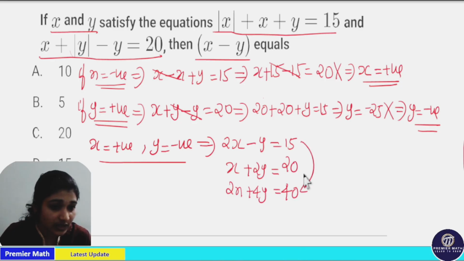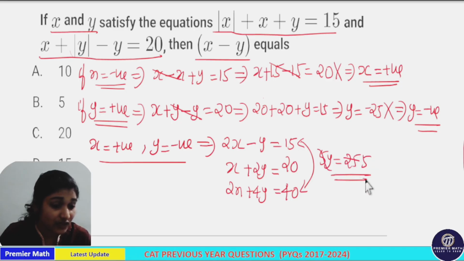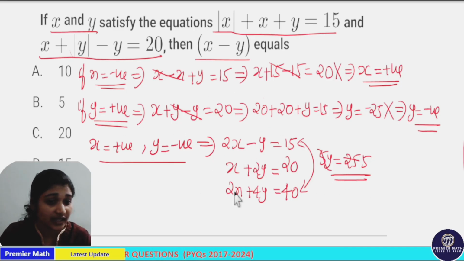Now from this first and third equation, if we subtract, 4y minus y is equal to 5y, which is equal to 40 minus 15, 25. So y is equal to 5 from this. Here we got y as a positive value because here we have already done sign conversion in this final equations. Because we take modulus of negative y as positive y, and here we have minus of minus y, we take it as positive y. So we have done sign conversion.